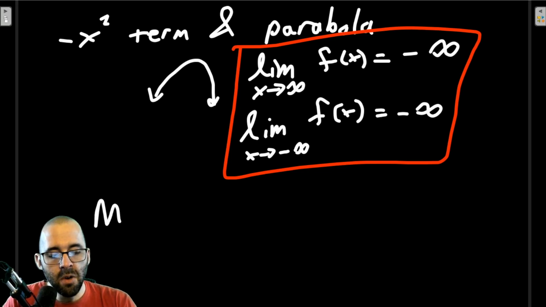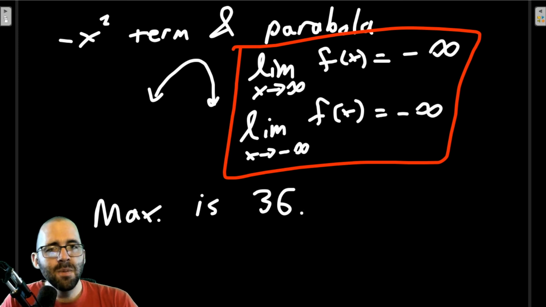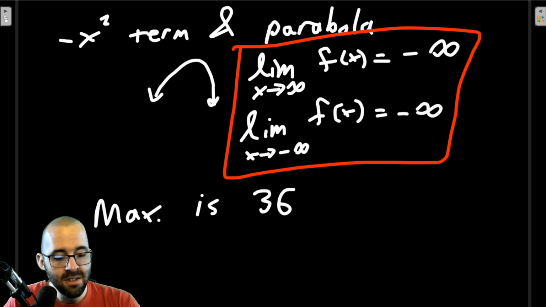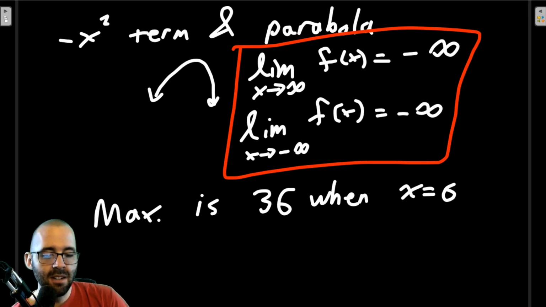So we're going to say the global maximum is 36. Again, maximum value is what it's looking for. It's going to be a y value. Sometimes they also ask for the point, like where it occurs. You could say the maximum value is 36 when x is equal to 6. This is the biggest y value for all of these things.